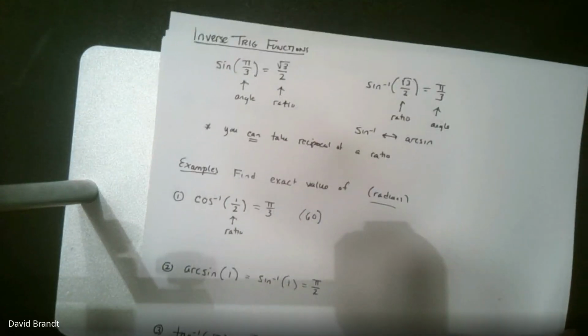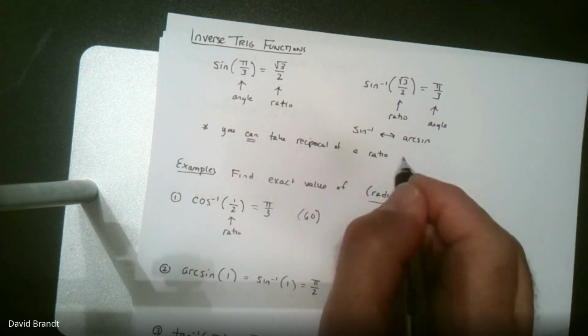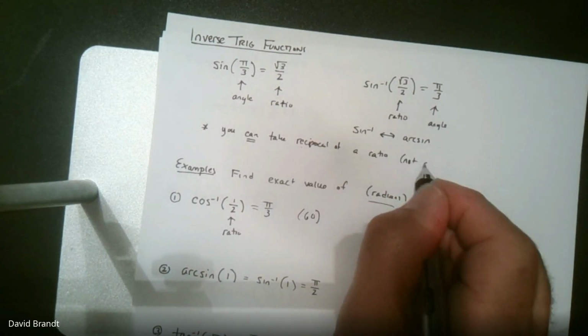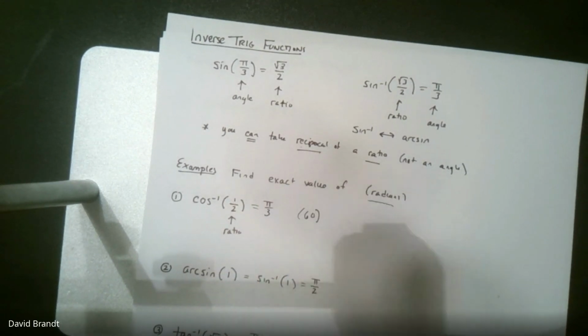Now, I made a note here. You can take the reciprocal of a ratio, but you cannot take the reciprocal of an angle. You could take the reciprocal of a ratio, okay?